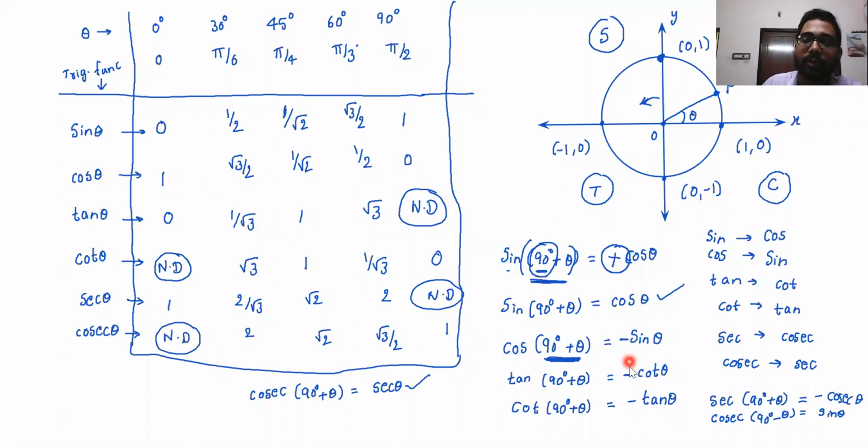It is a minus over here, minus over here, minus over here, and minus over here. So the remaining 4 functions will have minus. So with the help of this, we can actually find the values of, for example, sine 120. We can easily find. So how can we find it?